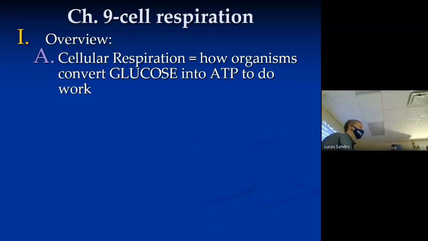In other words, convert it into ATP. Right? The whole system here is geared towards taking glucose and getting as much ATP out of it as we can.